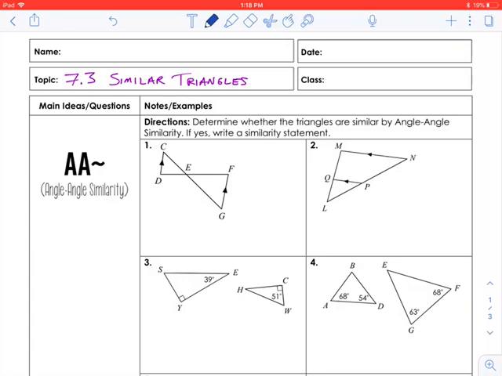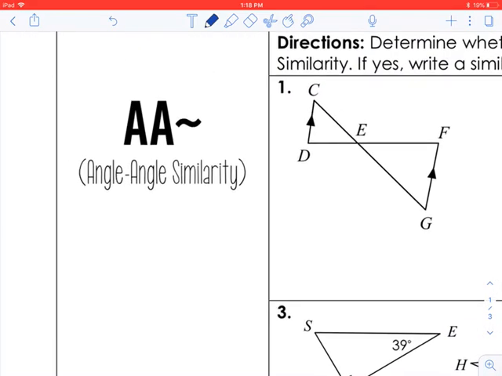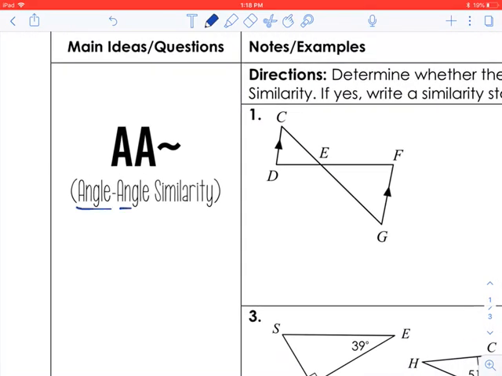All right, geometry. We are moving on to 7.3. We'll discuss more on 7.2 in class, but 7.3 is similar triangles specifically, and it's very similar to proving triangles congruent. There's three different theorems that we can use, and the first one we're going to talk about is angle-angle similarity.